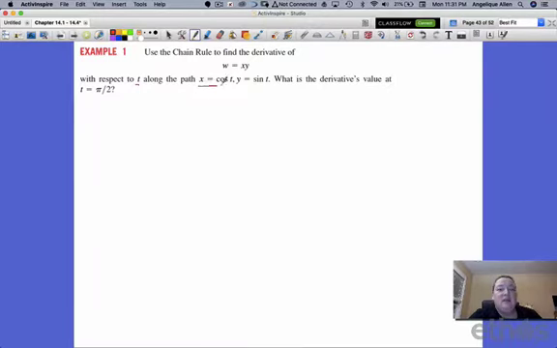Along the path, x equals cosine t, y equals sine t. Okay, this "along the path" would be known to you if you had studied chapter 13 yet, but it's the same thing as just saying where x is cosine t and y is sine t, okay? What is the derivative's value at t equals pi over 2? Well, we'll answer that once we have the actual derivative function. So we're going to do a function w, and w depends on two variables. So we're going to do x on this side and y on this side.